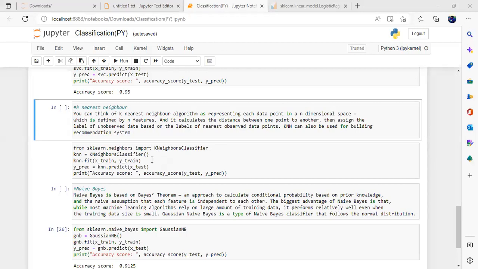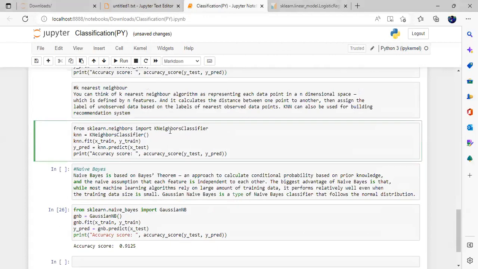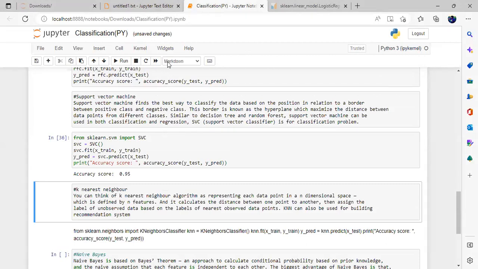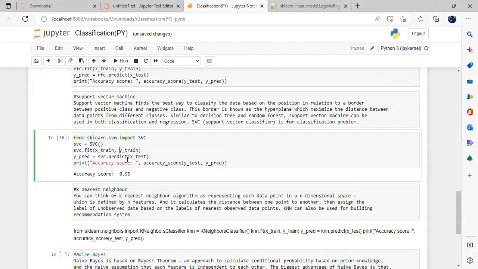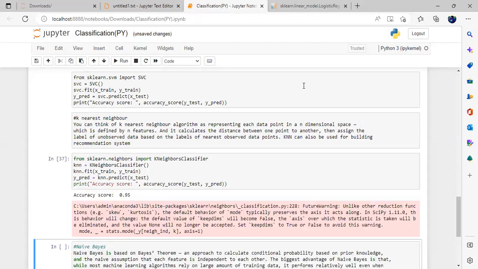The code for this method is also similar. Just making it markdown so that it stops running. Here is also markdown. Okay, and if you run the KNN, sorry, this code. So the accuracy is, no, this is for SVM, right? The accuracy is 0.95, same.